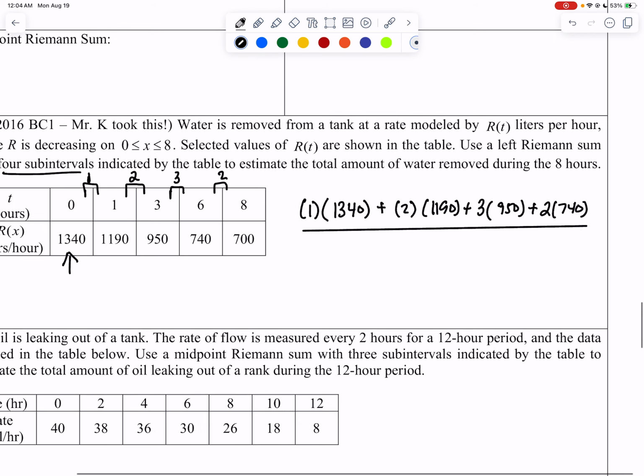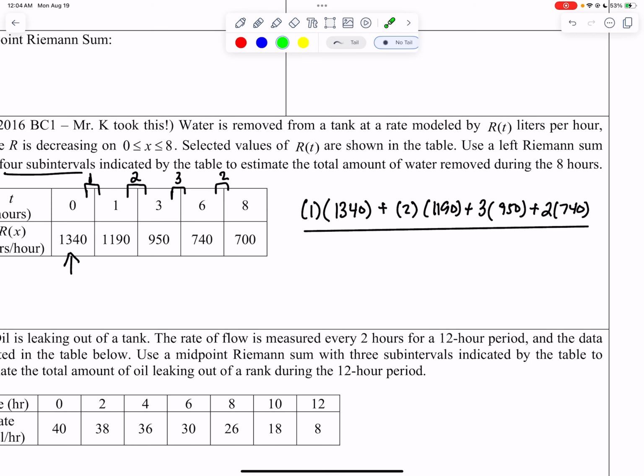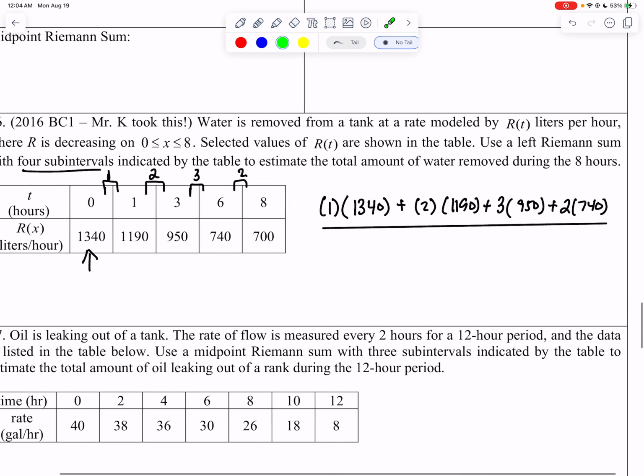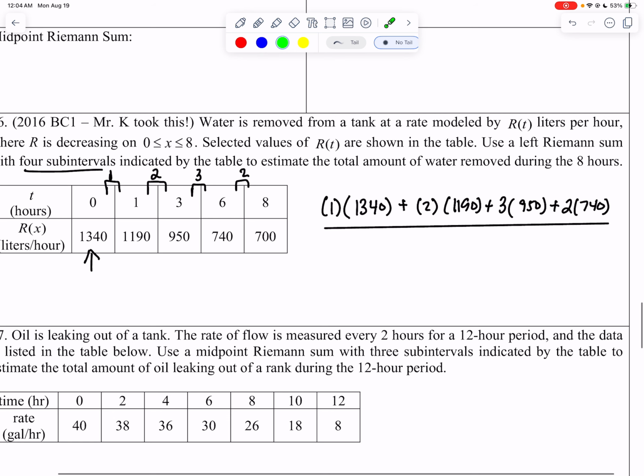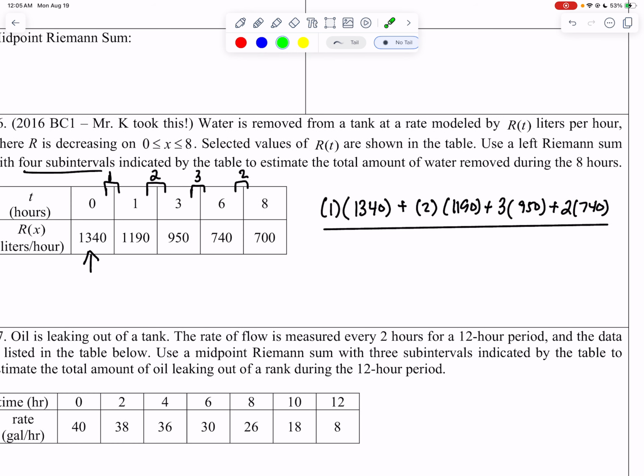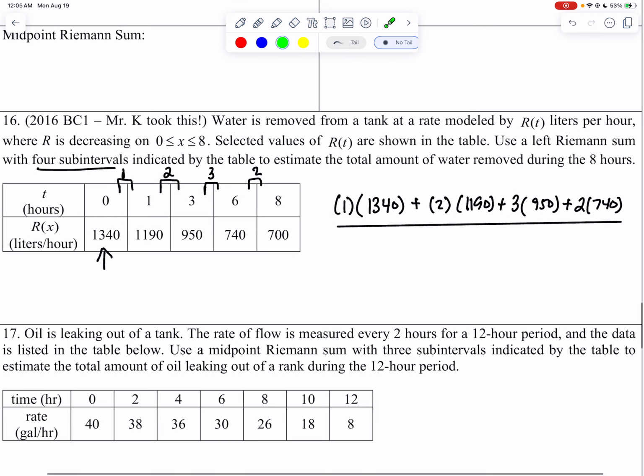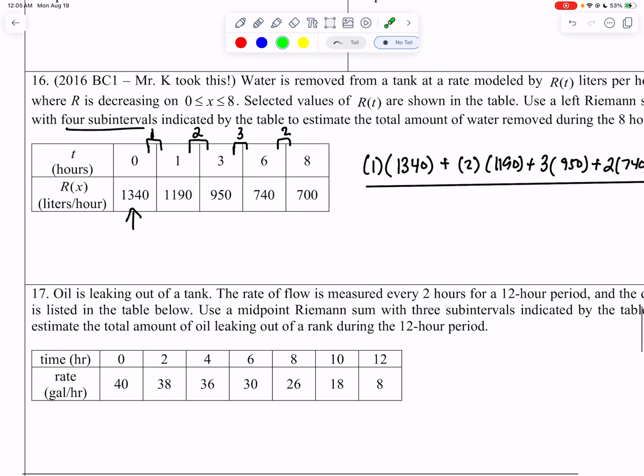And notice how here I did not simplify anything. The AP readers actually want you to put it in the unsimplified form because they want you to understand where you're getting the 1 and the 1340 from, where the 2 and the 1190 comes from, where the 3 and the 950 comes from, and where the 2 and the 740 comes from. Because if you multiply this out, the AP readers won't be able to know if you understand the concept of Riemann sums.